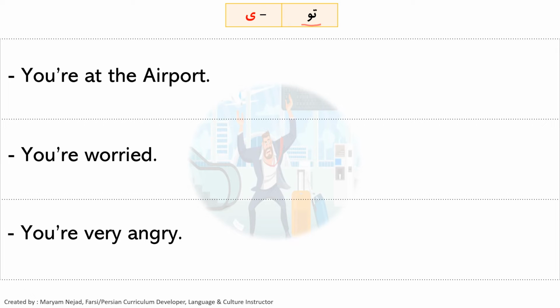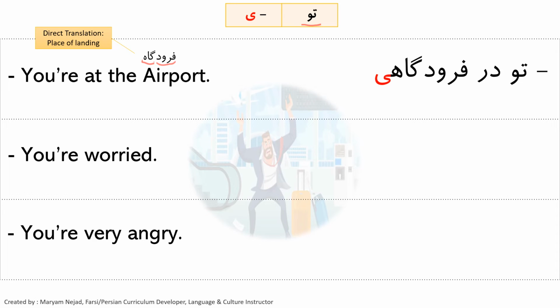Next, we will be looking at the subject pronoun تو. First example, you are at the airport. Airport is فرودگاه. Remember, every time you see the suffix گاه, it means that it is referring to a place. So in this case, فرود comes from the verb فرود آمدن. It means to land. So basically, a direct translation for airport would be place of landing. You know, if it helps to memorize it better. The first one is going to go as تو در فرودگاهی.